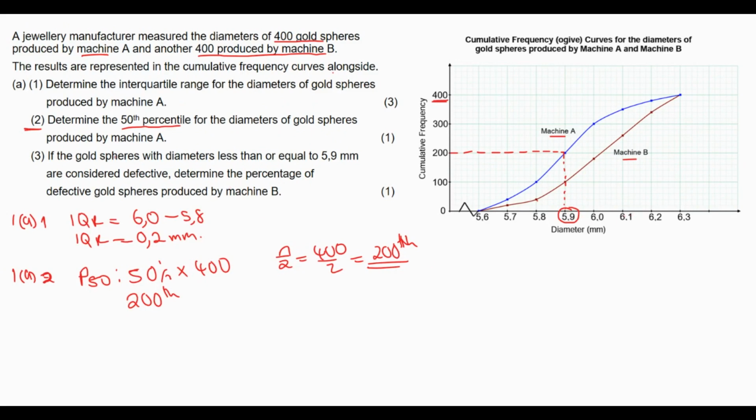Alright, and then the question says determine the 50th percentile of the diameters of gold spheres produced by machine A. So the 50th percentile is equal to 5.9 millimeters.